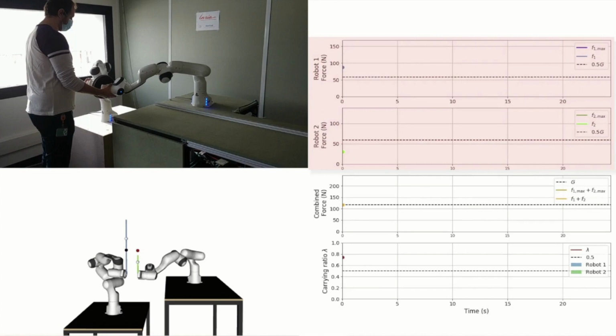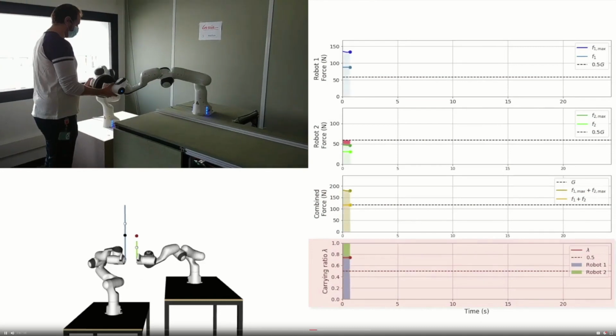The 2 top graphs on the right show each robot's carrying capacity, the force applied by the proposed strategy, and in black dashed lines the equal mass distribution strategy. The graph beneath shows the sum of the maximum carrying capacity of both robots and the sum of their forces applied. And in the bottom graph, the evolution of the carrying ratio is shown.